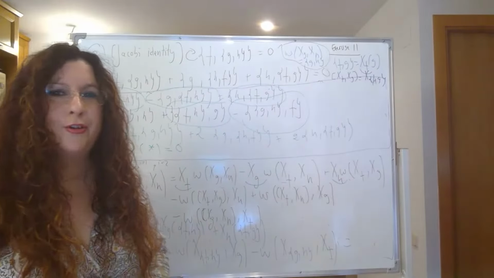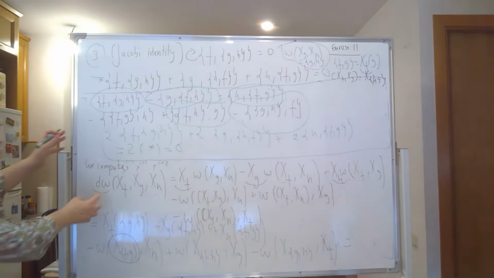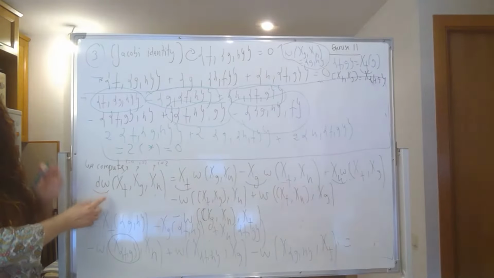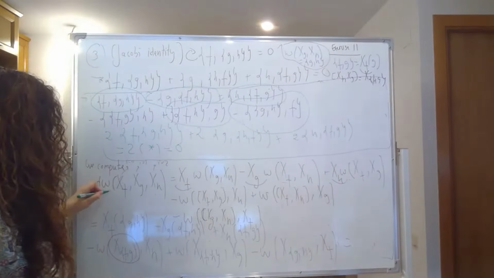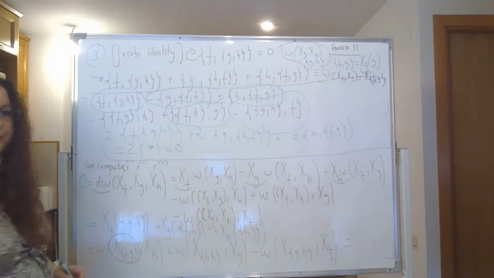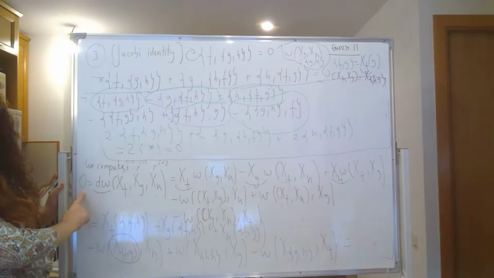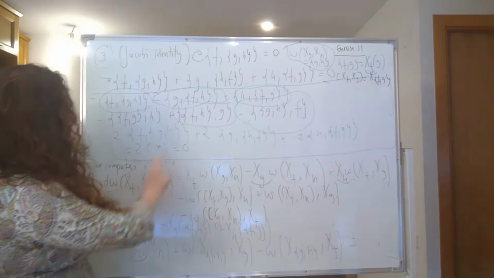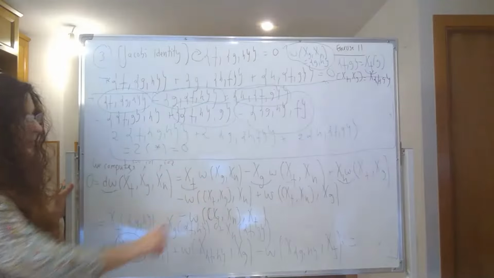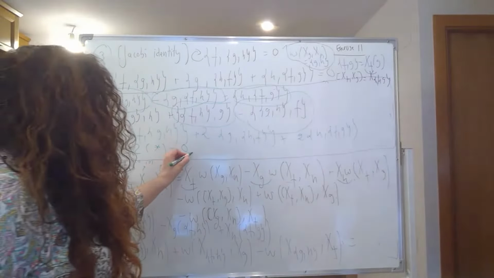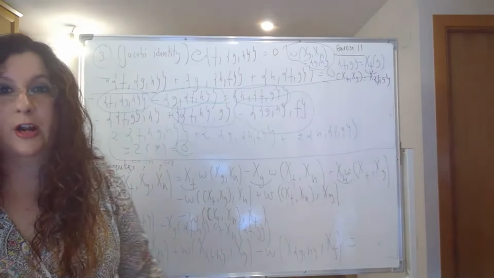Okay, very good. Jordi says because you didn't use that omega is closed, but you wrote differential of omega. This is 0. At the beginning, I should have written that this is 0. We want to prove that this is 0. We have done this long computation, and this is 0 because there is a differential of omega.